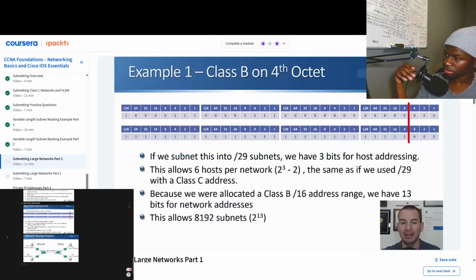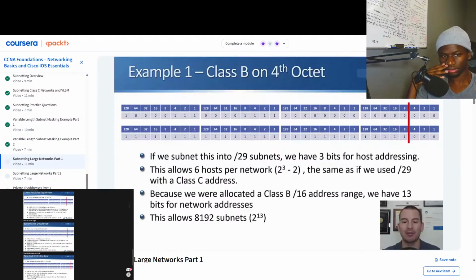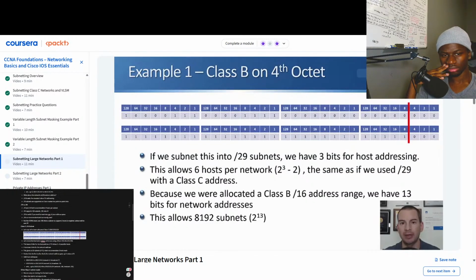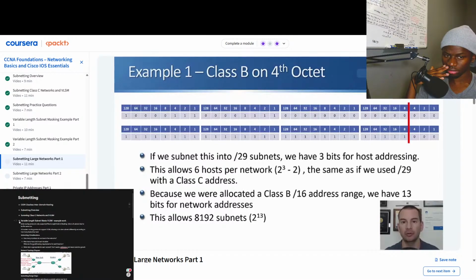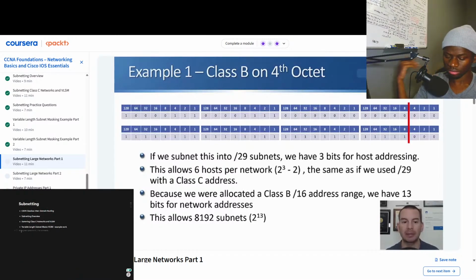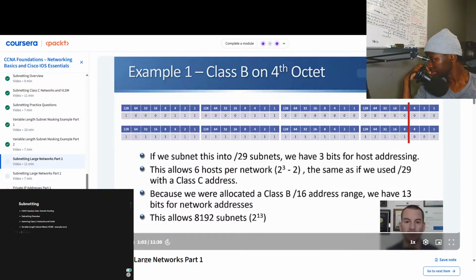And if we subnet that into /29 subnets, we're going to have 3 bits for host addressing, because we've got 32 bits in the address. 32 minus 29 gives us our 3 bits. And that will allow us 6 hosts per network, because 2 to the power of 3 is 8, minus our 2 gives us 6 hosts.